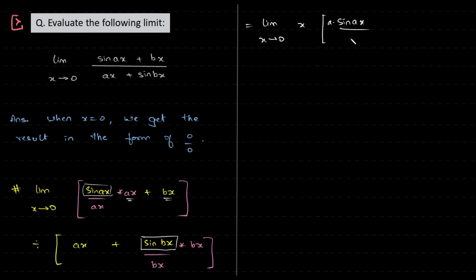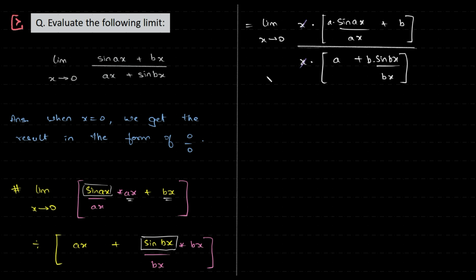So we have x over here, and we have a times sine ax by ax plus b, and in the denominator we have again x as common, so we have a plus sine bx, b times sine bx by bx, closing the brackets. And now we have x and x that is common. I can cancel that. I can apply limits to each of these terms.